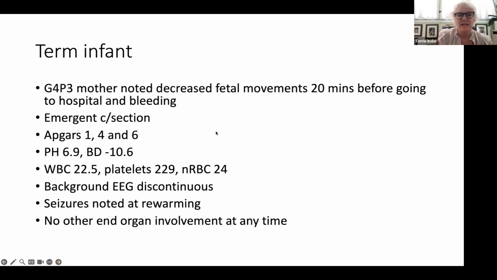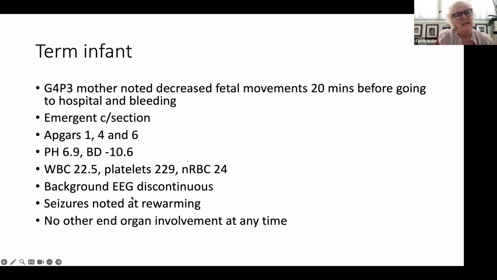Here's a different type of baby. This was a G4P3 mother who noticed some decreased fetal movements about 20 minutes before going to the hospital. And then she, on her way to the hospital, noticed she was also bleeding. The baby was delivered by an emergency cesarean section, and you can see the APGAR scores here, 1, 4, and 6. And this is what the base deficit was. Not bad, right? Not horrible. But look here, white cell count, platelets, and the nucleated red blood cells were elevated at 24, suggesting something had potentially been going on for much longer.